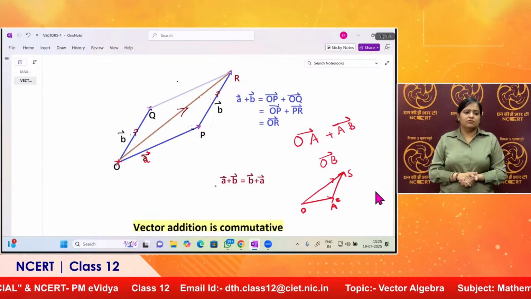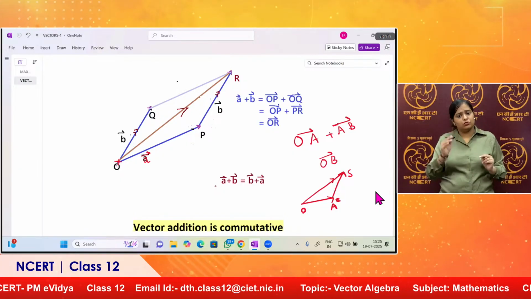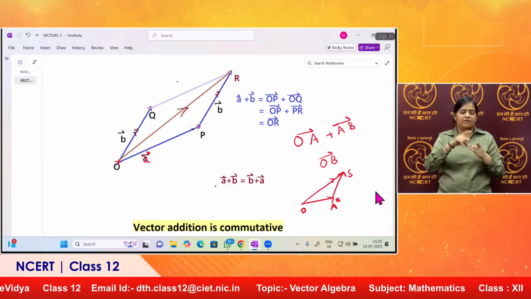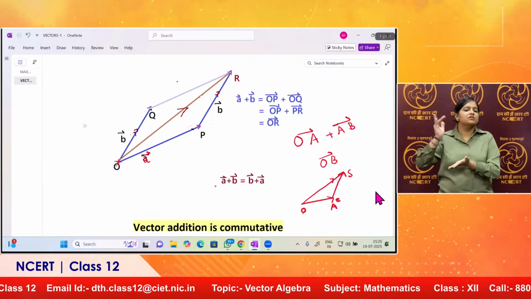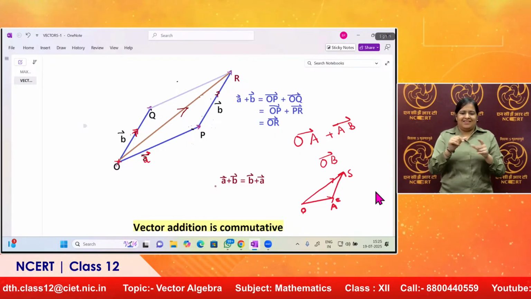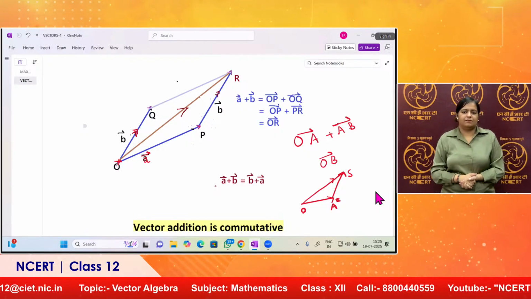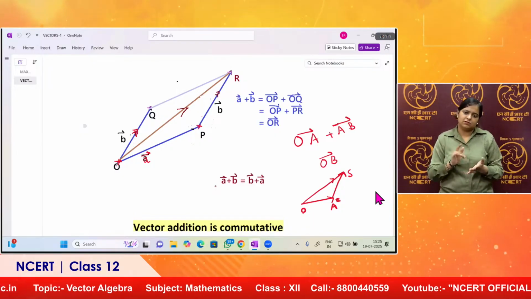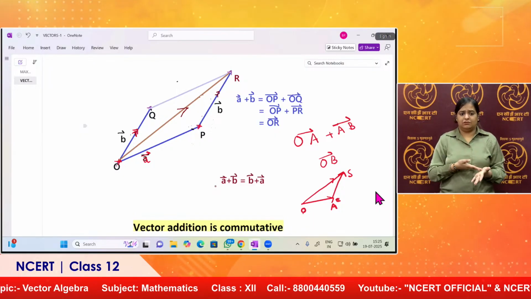So for that we need to know from where the other vector starts from. So that means we'll have to again shift this vector parallel towards P such that the initial point of it is the terminal point of the vector A.